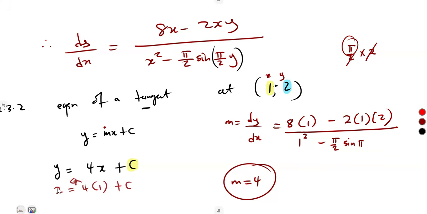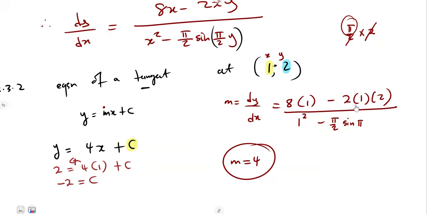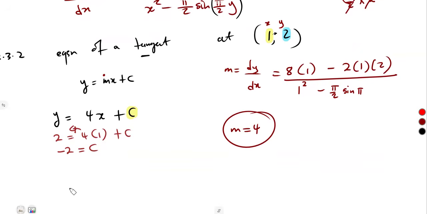Let's take this to the other side. It's going to be negative. So negative 2 is equal to c. So that's our equation. Can be written as y is equal to 4x plus minus 2. That's minus 2. All right. So this is what you're going to have. This is the equation of the tangent to the given curve. Just like that.